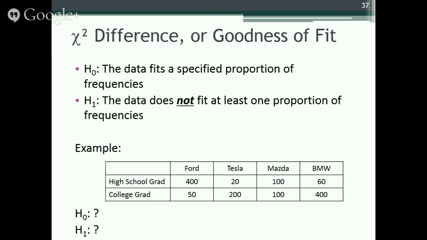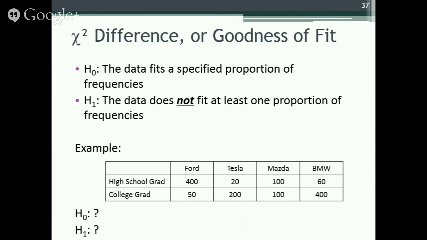So we then run our hypothesis test, okay? Our hypothesis test says, for goodness of fit, the null, the boring hypothesis, is what we would otherwise demonstrate as equal. We would want to say that the data fits a specified proportion of frequencies. The alternative hypothesis is that the data does not fit at least one proportion of frequencies.